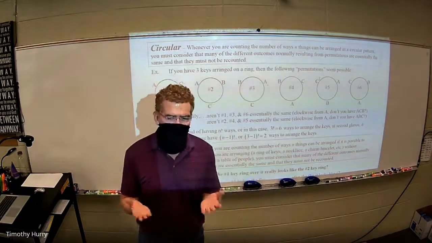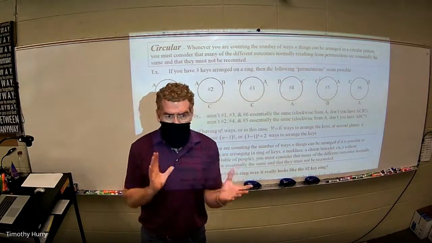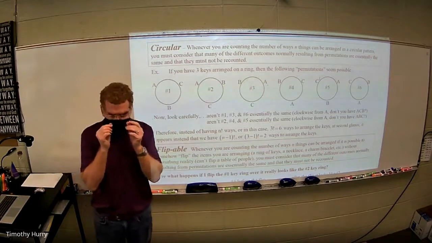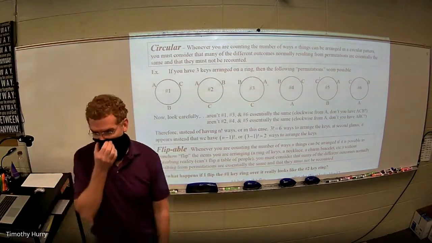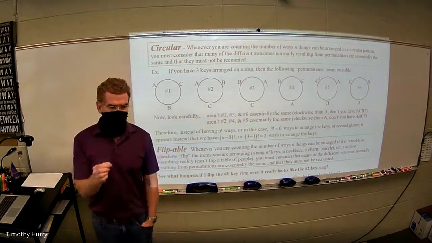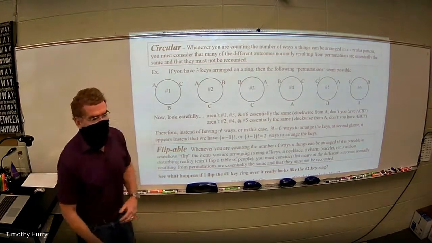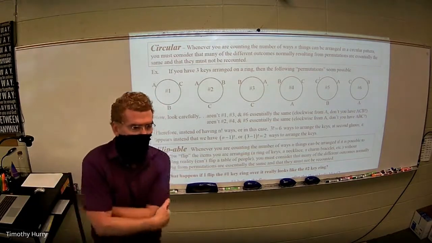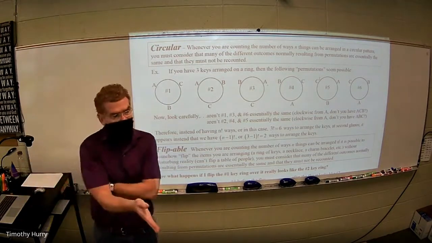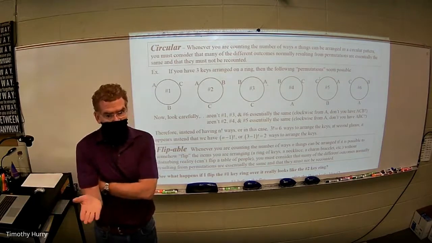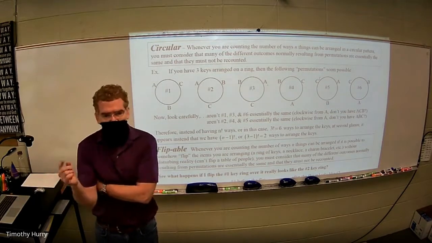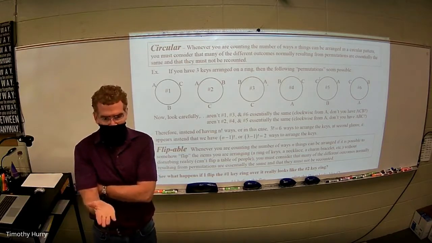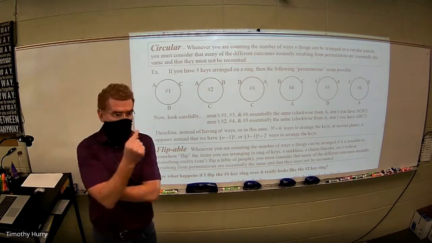It becomes really difficult to visualize this when you get more than just three people, so I'm going to walk you through three. But it's really easy to calculate. If you ever find yourself in a circular situation, and say there are 10 people, and I ask how many different ways can you arrange 10 people, instead of saying 10P10, or 10 factorial, you're going to say 10 minus 1 factorial. It's always one less.